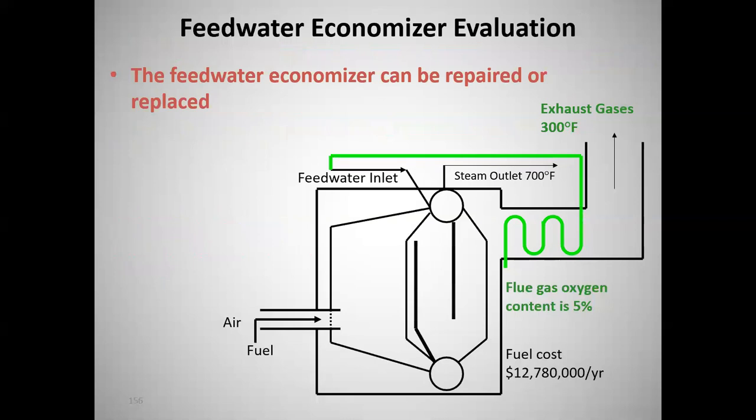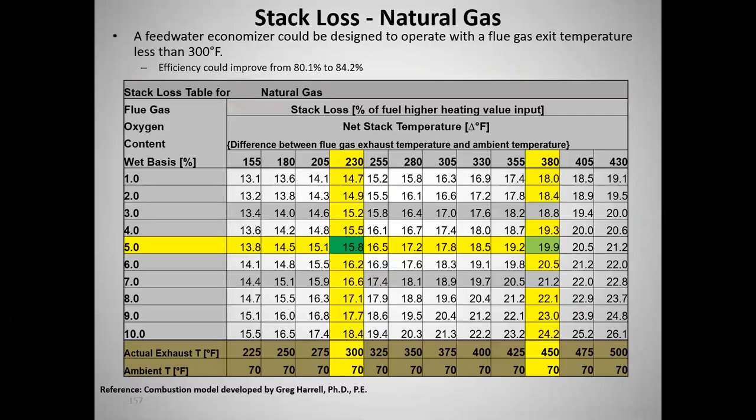Okay, repaired or replaced. So here's the deal. We ought to be able to get down to 300 degrees if we have this feedwater economizer. It's probably possible, and that's very conservative, in a lot of cases to get down to 250, 275. So saying 300 is pretty easy with a new economizer. That's not much of a leap of faith.